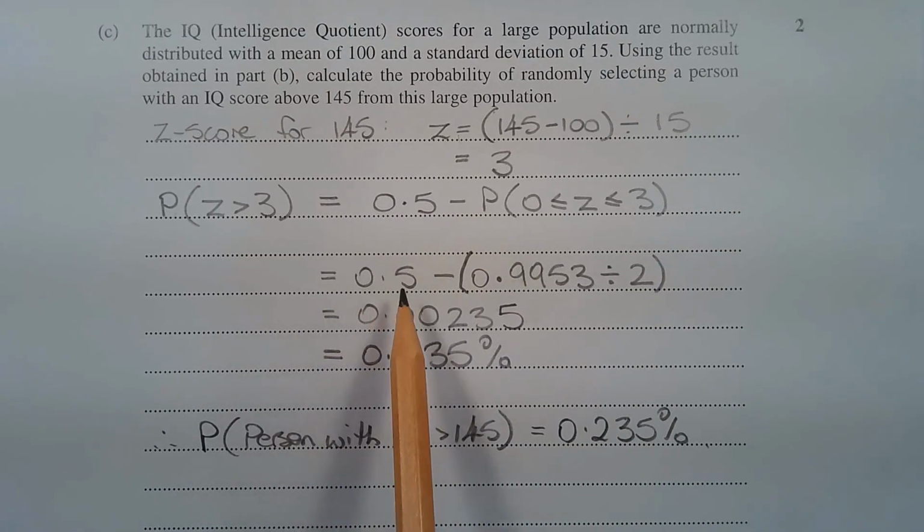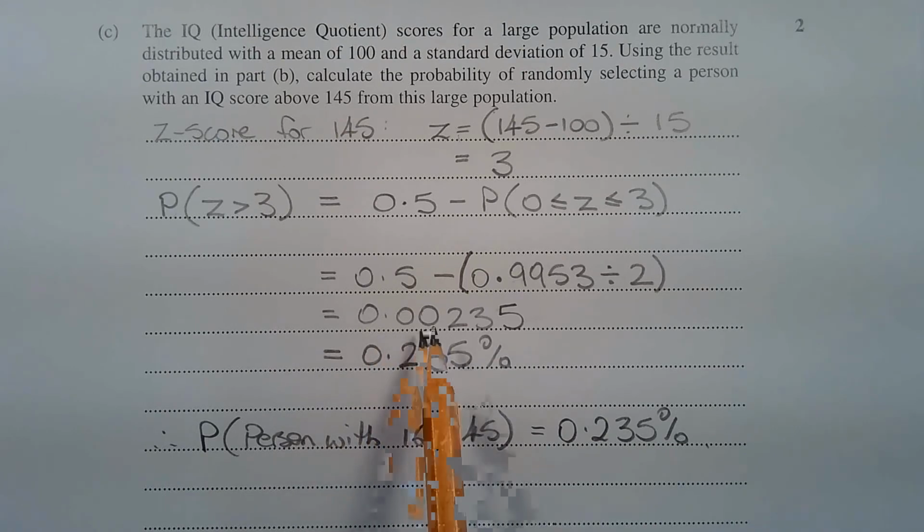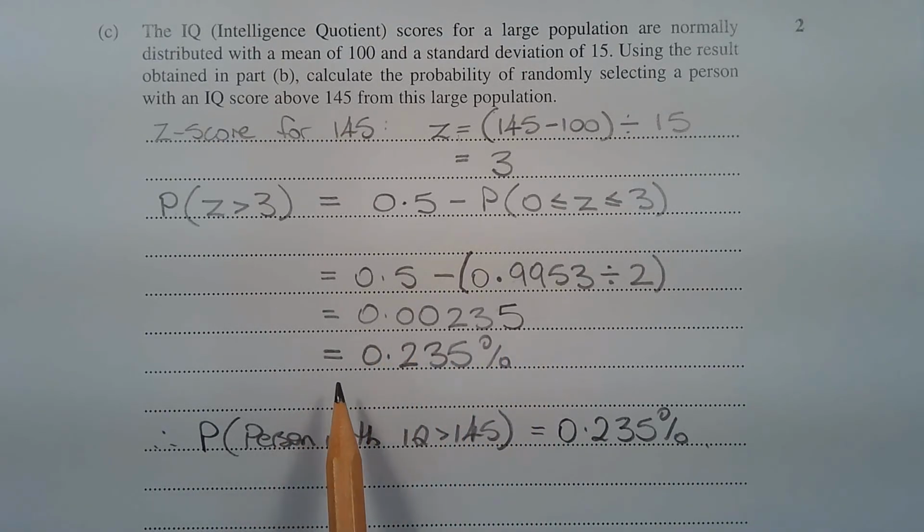So that equals 0.5 minus 0.9953 divided by 2, which equals 0.00235, which equals 0.235%. So therefore, the probability that a person with an IQ of greater than 145 is chosen is equal to 0.235%.